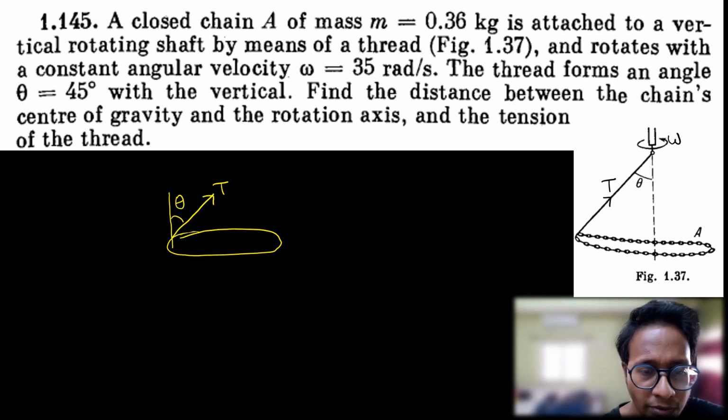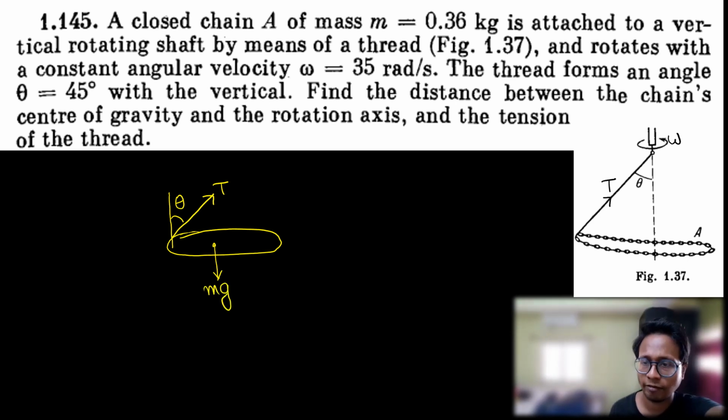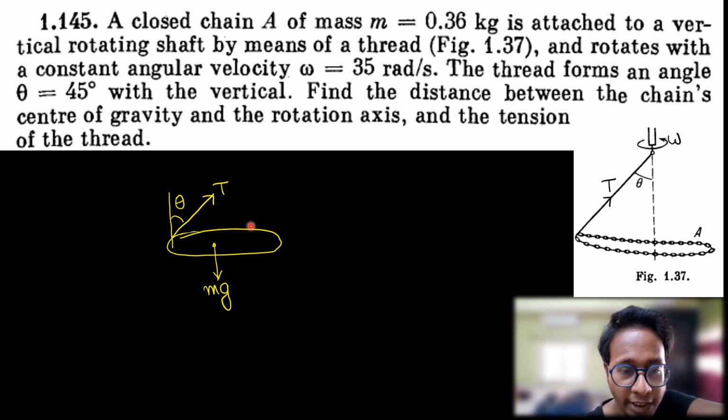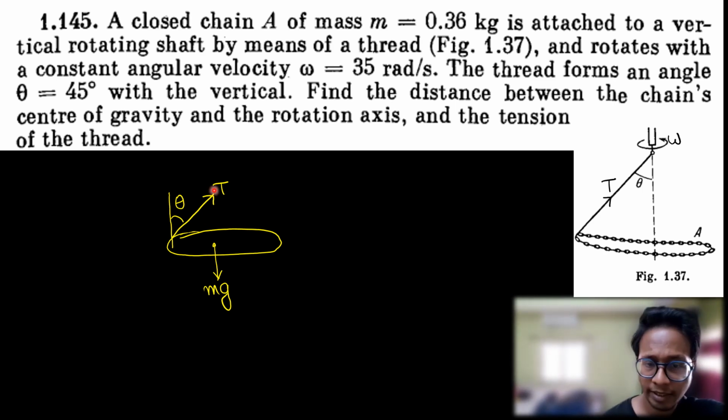So where does gravity force pass through? Gravity force passes through the center of mass. Is there any other force acting on this chain? No. So there are only two forces. One is the tension force, one is the gravity force. Now if you look at the vertical component of tension force, the vertical component of tension force balances out the gravitational force. And the horizontal component of tension force acts as a centripetal force out here, and this centripetal force is causing this chain to rotate.